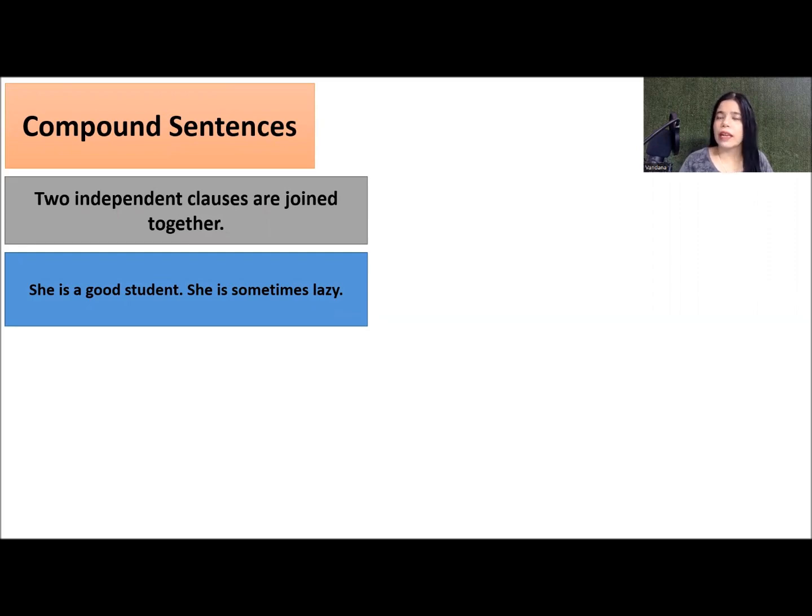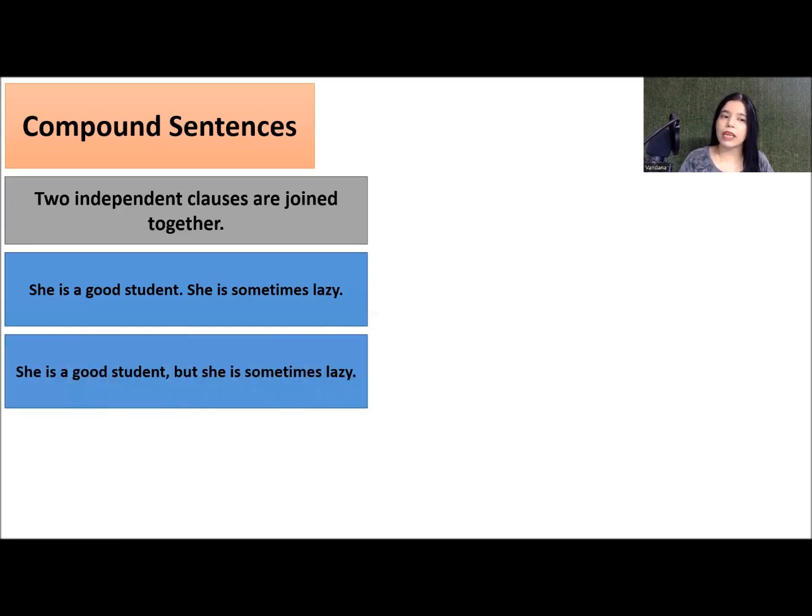Now, if they are correct like this, what is the need to join them together? The need is that if we write short and simple sentences like these, they appear childish, as if small children are writing them. So we need to produce a little bit more advanced structure than this in our IELTS exam to get a good band score. Now, how can we combine these two independent sentences? Let's take a look. So I am saying here, she is a good student, comma, but she is sometimes lazy.